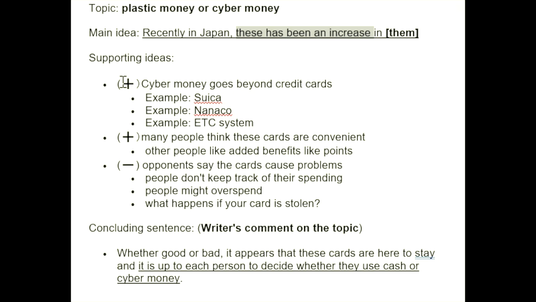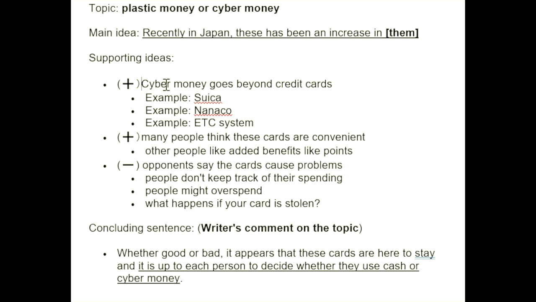As you can see, I've put these big plus and minus signs here. And we can divide the sentences into positive or negative. Which of those sentences are telling us positive things about this increase and which are not?